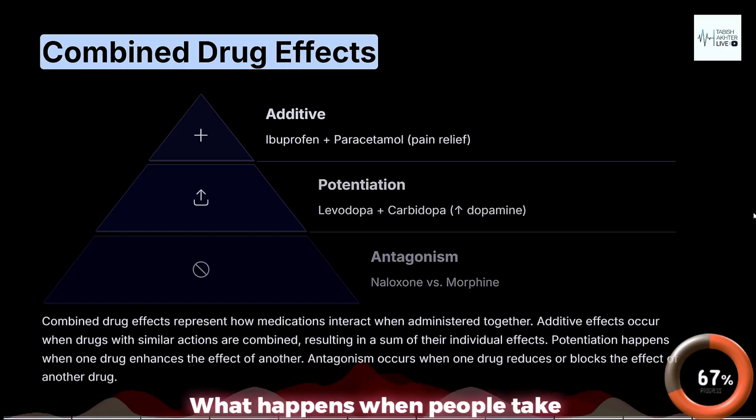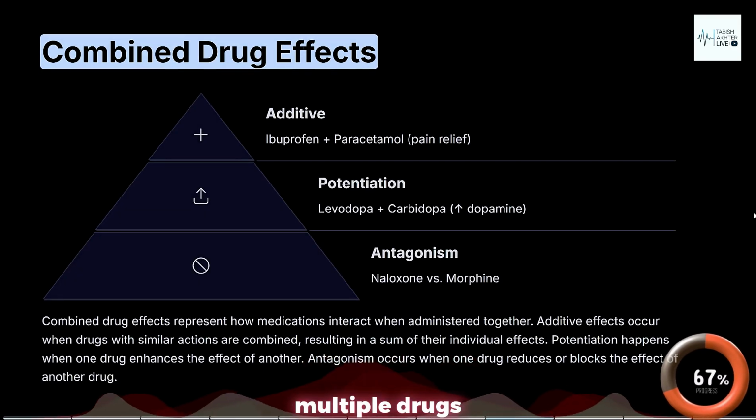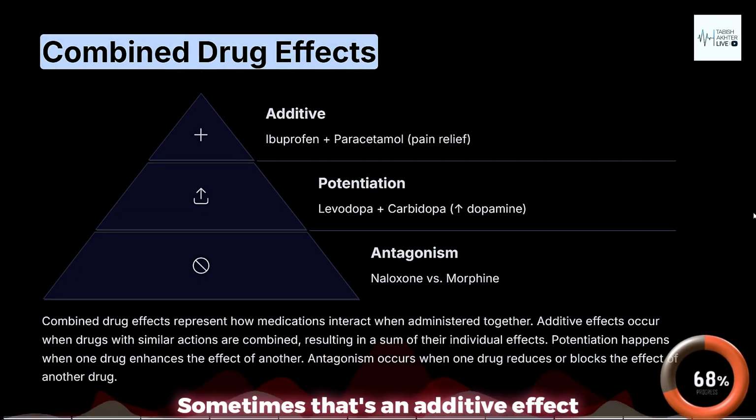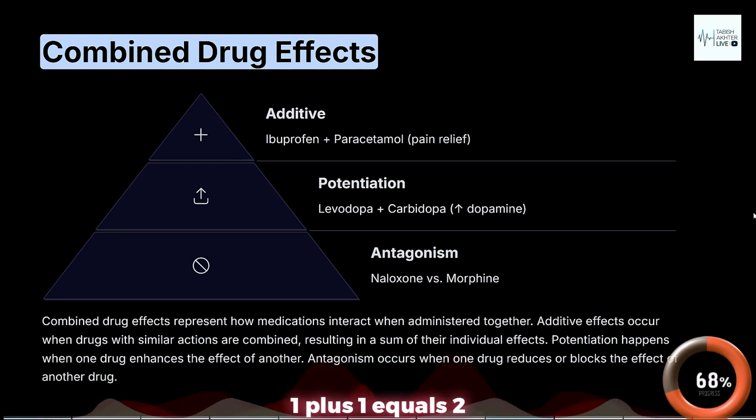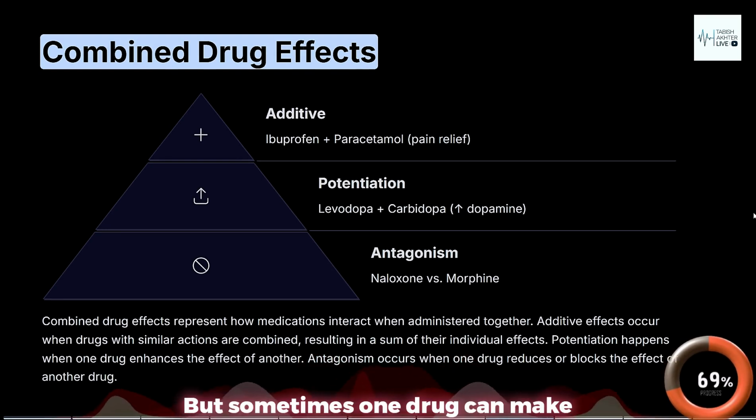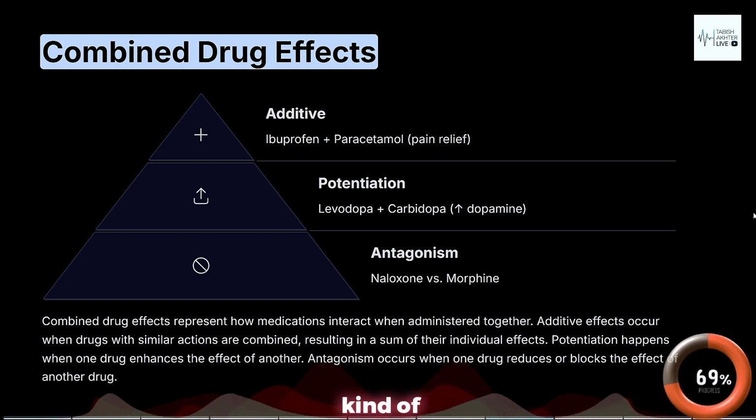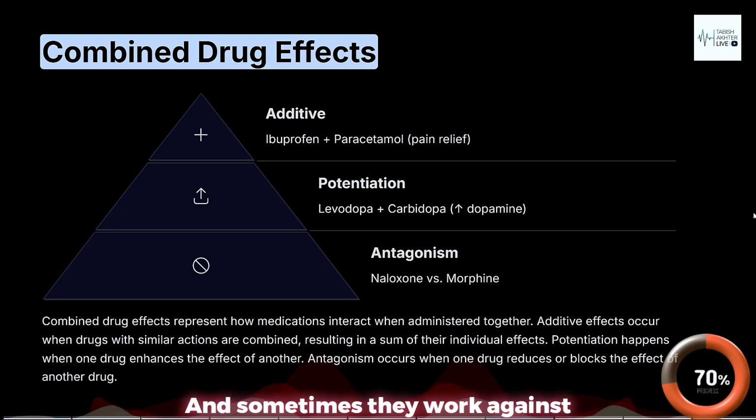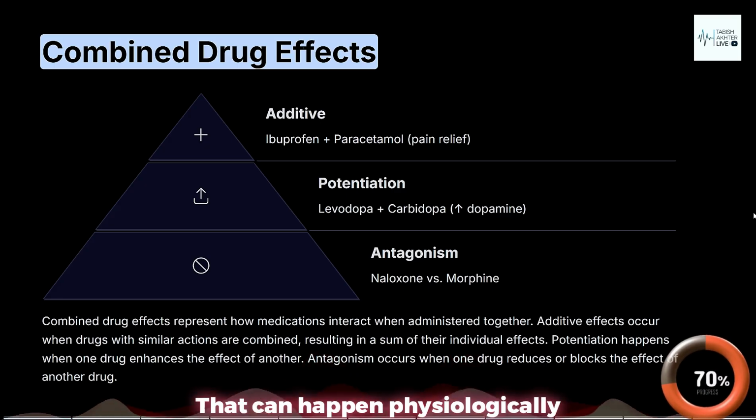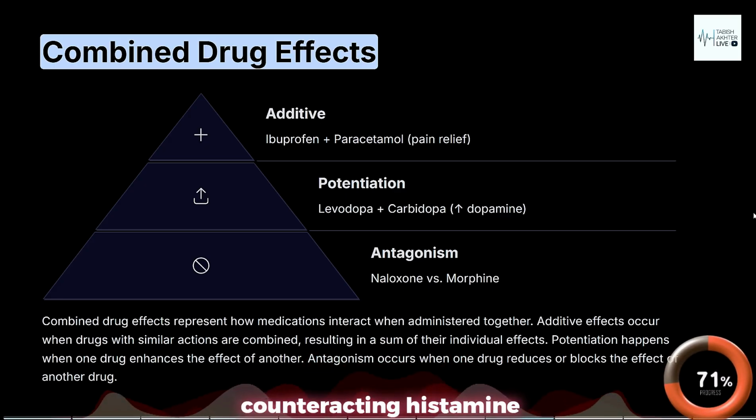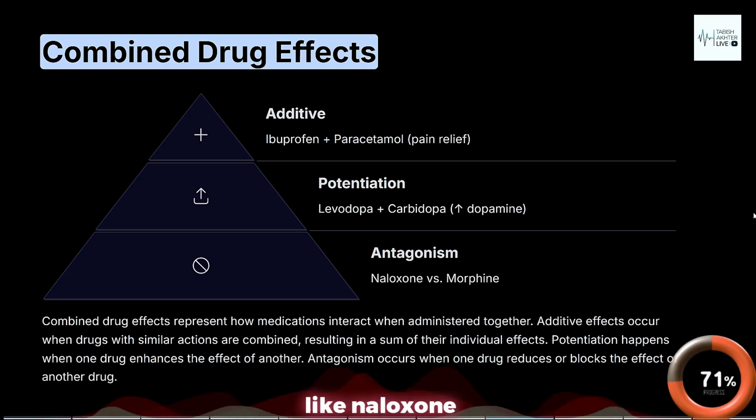Makes sense. What happens when people take multiple drugs? Do they just add up? Sometimes that's an additive effect. 1 + 1 = 2. But sometimes one drug can make another more powerful. That's potentiation or synergism. 1 + 1 = 3, kind of. And sometimes they work against each other, antagonism. That can happen physiologically, like adrenaline counteracting histamine, or right at the receptor, like naloxone reversing morphine.